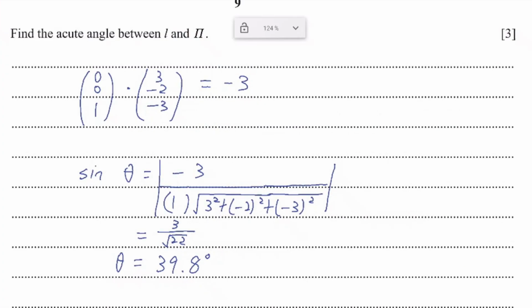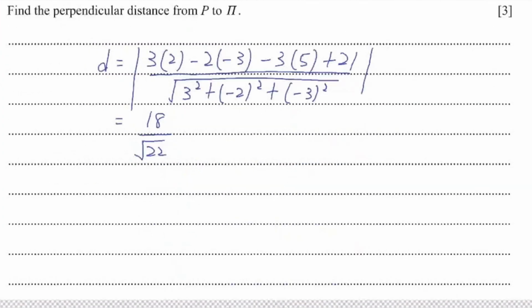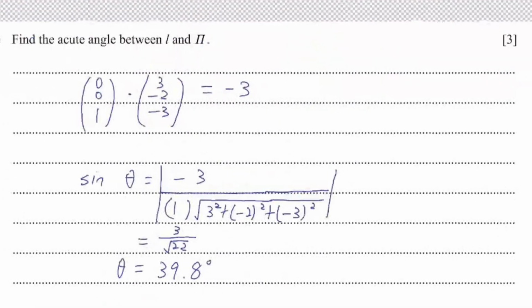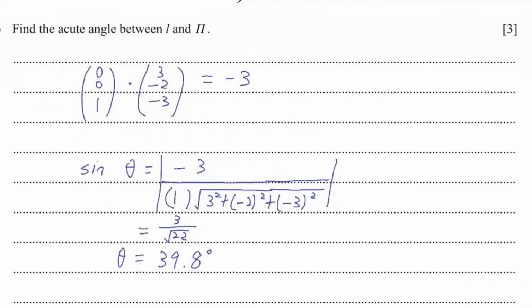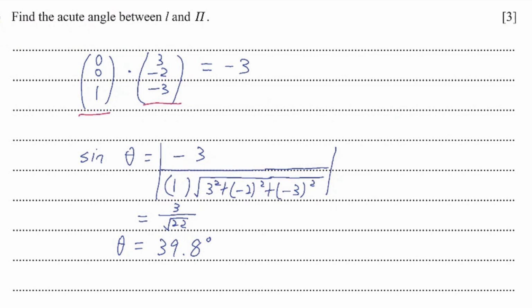For the last part here, do we have a D? Okay, wait. For part C, find the acute angle between L and pi. So this is the line and the plane, the angle between the line and the plane here. We have to use the dot product as well. The dot product here will involve the normal of the plane and the direction of the line. We do the same steps like what we did in the dot product to find the angle.